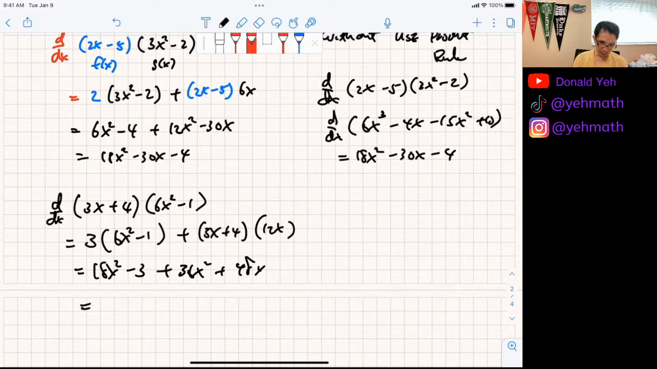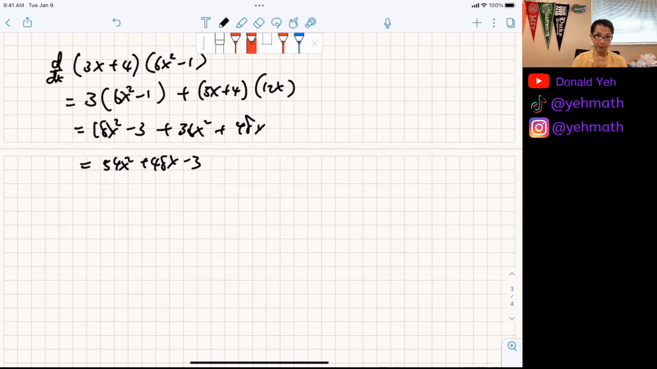And that's equal to 54x squared plus 48x minus 3. Did you guys get something? Why do we need to use this? For right now, because you don't know chain rule. By next week, you'll know chain rule. And with chain rule, you'll have to use product rule and chain rule combinations. But as of this moment, you cannot. So I'm going to show you another example of why you have to use product rule.